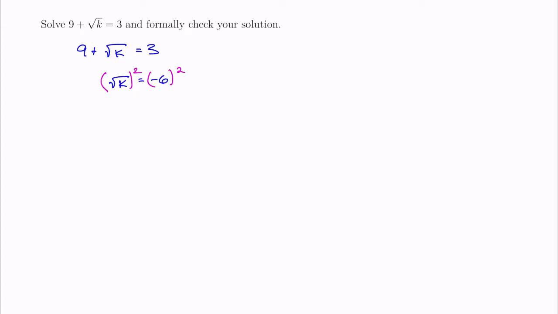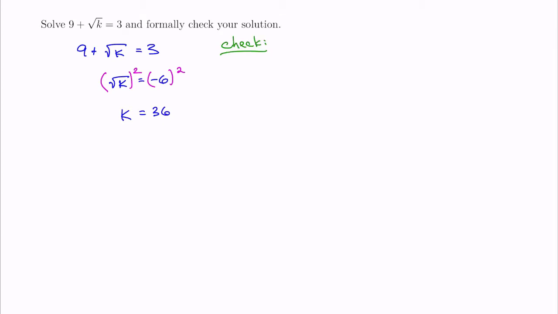On the left half of the equation, the square root of k squared, the square root and the square cancel, leaving us just with k. On the right side of the equation, -6 squared, -6 times -6, is a positive 36. So we have solved the equation and come up with a potential solution of 36. We now need to go back and formally check the solution in the original equation.